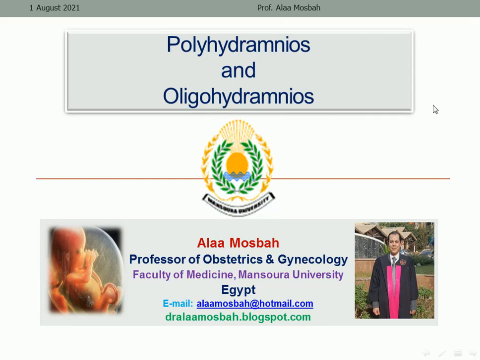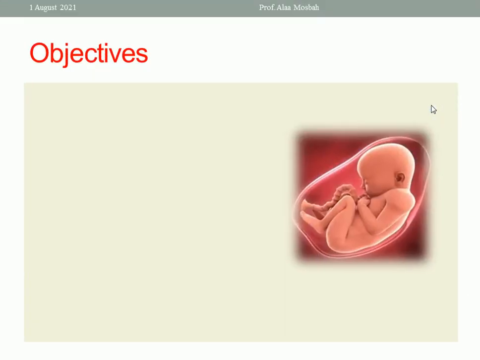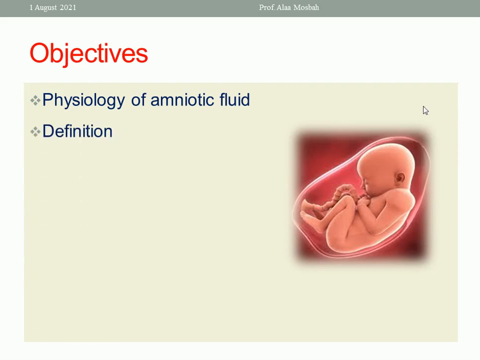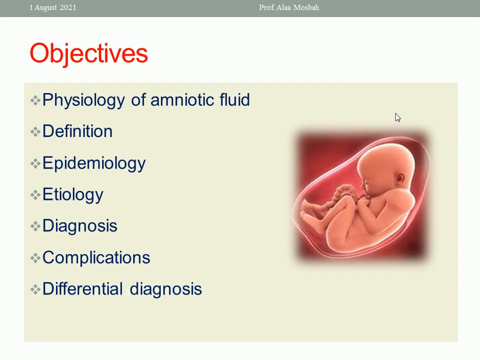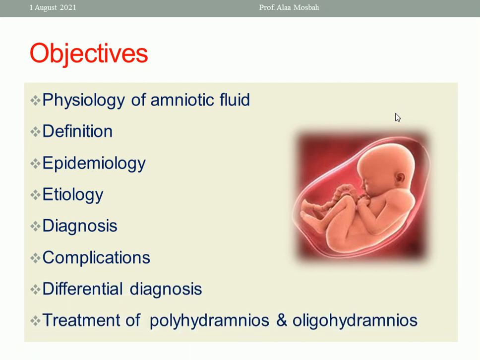The topic of my lecture today is polyhydramnios and oligohydramnios. So what we wanted to discuss today: the physiology of the amniotic fluid, the definition of both of them, the epidemiology, the etiology, the diagnosis, complications, differential diagnosis, and lastly the treatment of polyhydramnios and oligohydramnios. We'll go through this lecture in comparison between both problems, polyhydramnios and oligohydramnios. So we'll take it in comparison.